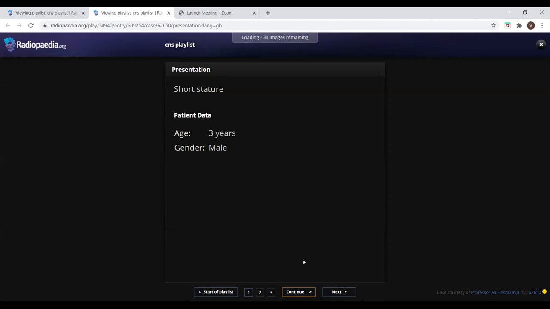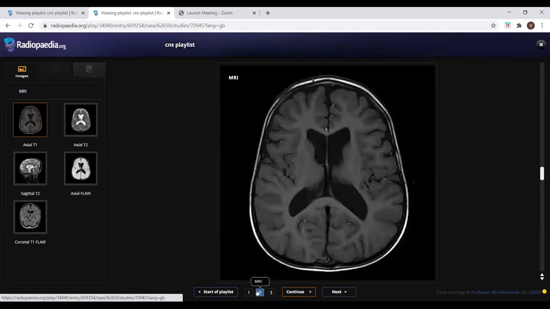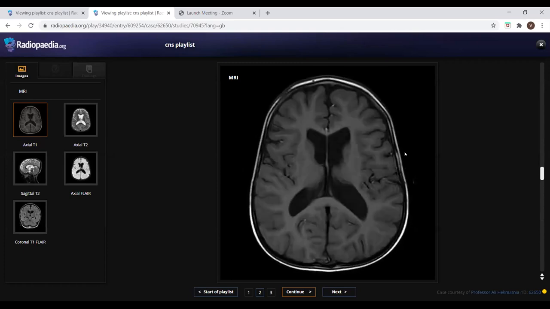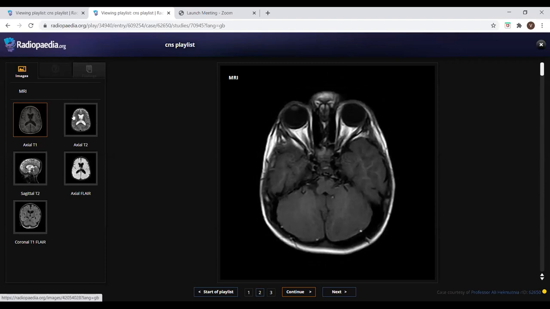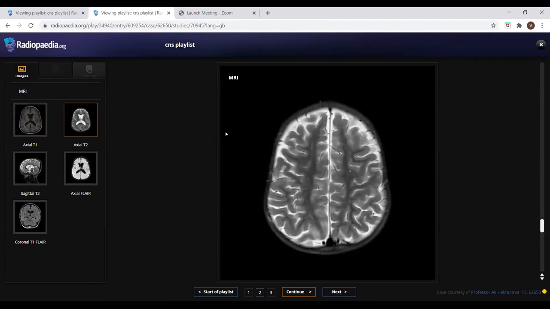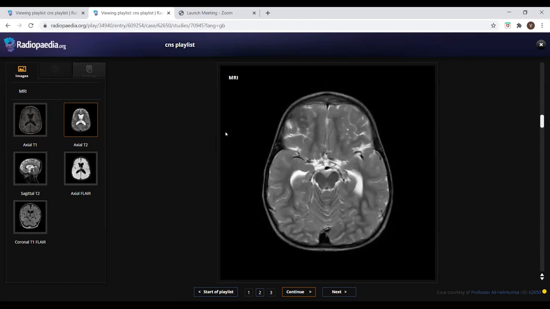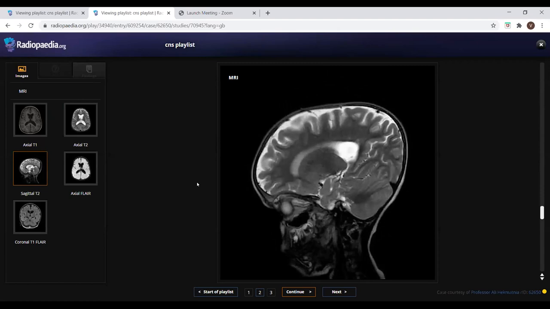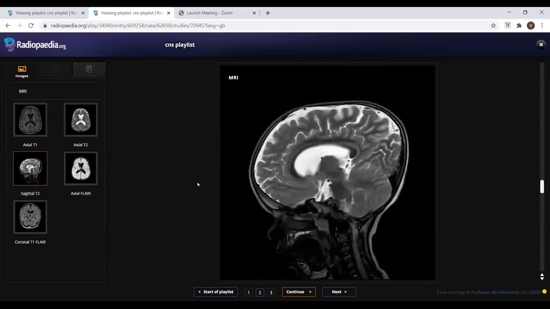So this is a 3-year-old male with short stature. I won't be able to take control of the scrolling, so you can scroll for me, please. So these are MR images of the brain of this patient. These are T1 axial images. Can you please scroll for me? Dr. Vijaya, you will have to scroll. Thank you. Okay. So these are the T2 axial images. And I'm still trying to look for the abnormality in this patient. Short stature. Okay. If you want any particular sequence, you can just ask me.